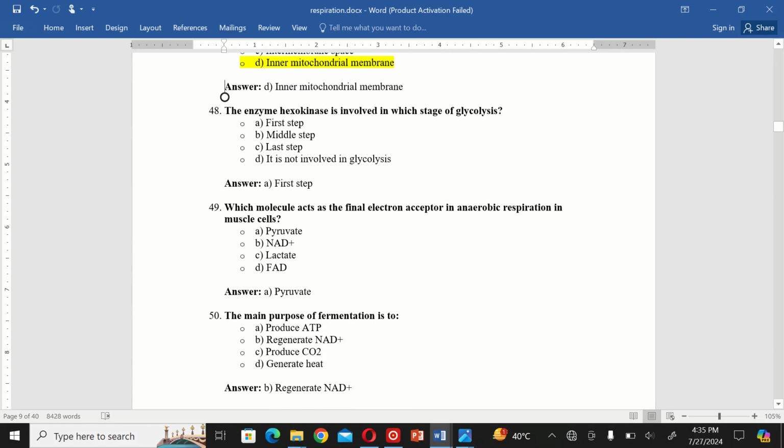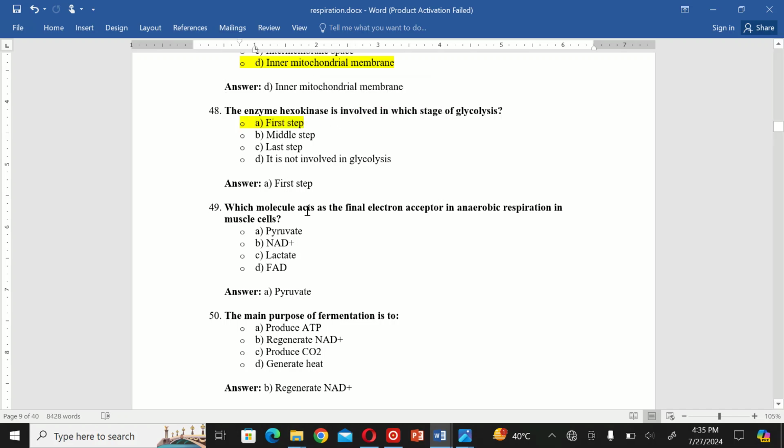The next MCQ is: the enzyme hexokinase is involved in which stage of glycolysis? A. First step, B. Middle step, C. Last step, and D. It is not involved in glycolysis. So the correct option is first step. A is the correct option.